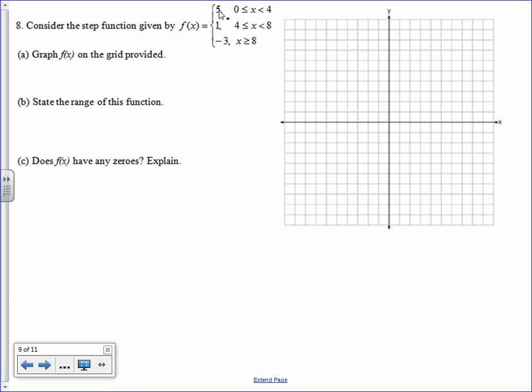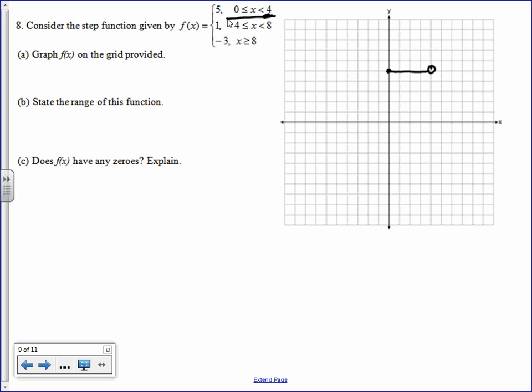Step function. Very similar to what we just did with the piecewise. This is saying from 0 to 4, my graph should be at 5. So at 0, I start at 5, and I make a point. It's going to stay at 5 until it gets to 4. It's not equal to 4, so at 4, I'm going to make an open circle, and I draw my step.